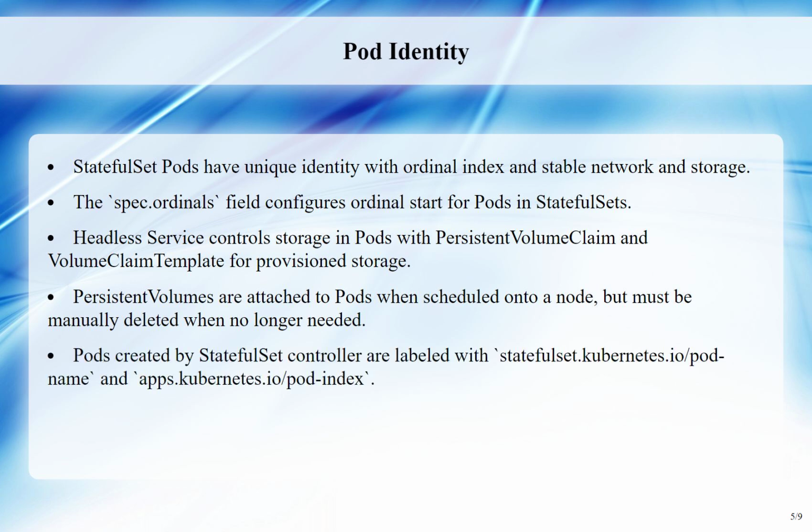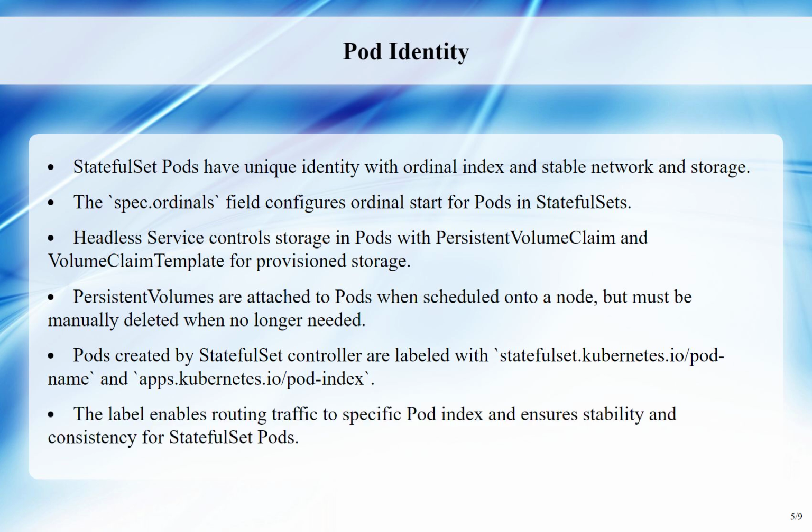Additionally, when a pod is created by the StatefulSet controller, it is labeled with statefulset.kubernetes.io/pod-name, which can be used to attach a service to a specific pod in the StatefulSet. A pod index label, apps.kubernetes.io/pod-index, is also added to each pod, with the value being the ordinal index of the pod. This label enables routing traffic to a specific pod index, filtering logs and metrics, and more.